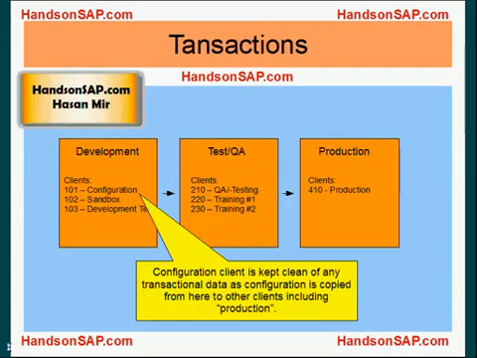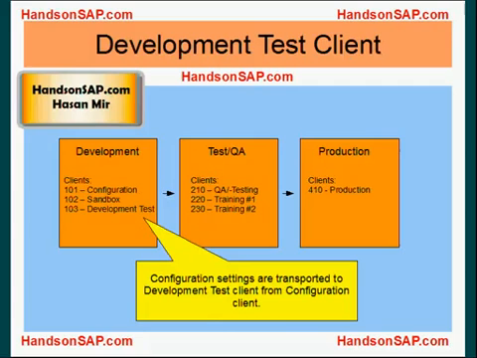Now, the configuration client is also kept clean of any transactional data like journals and invoices, etc. Why? Because its configuration is going to be copied over from here to other clients. So table data will be copied over, and you don't want any transactional data to go to the other clients. Just the configuration sits in the configuration client. Okay, it's pure of any transactional data.